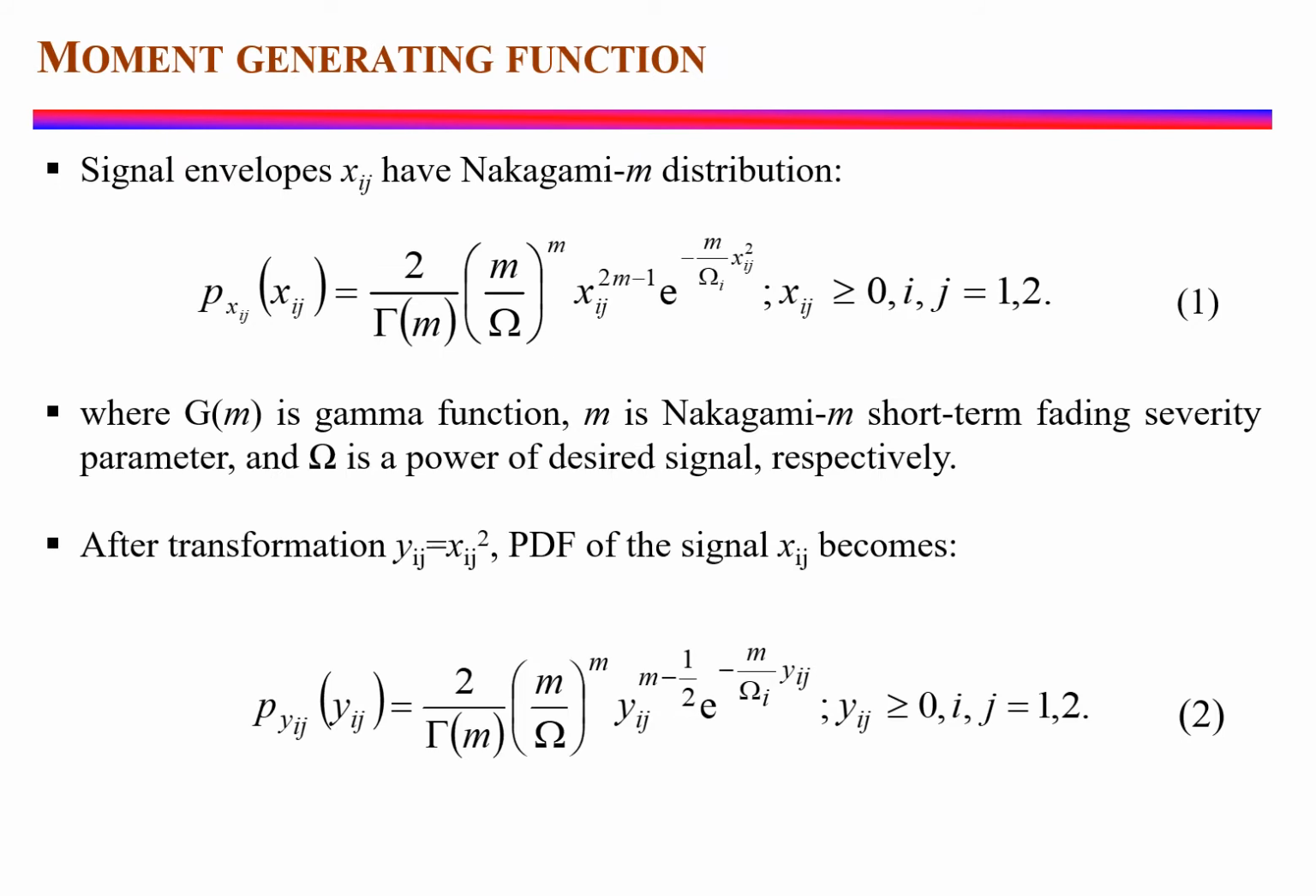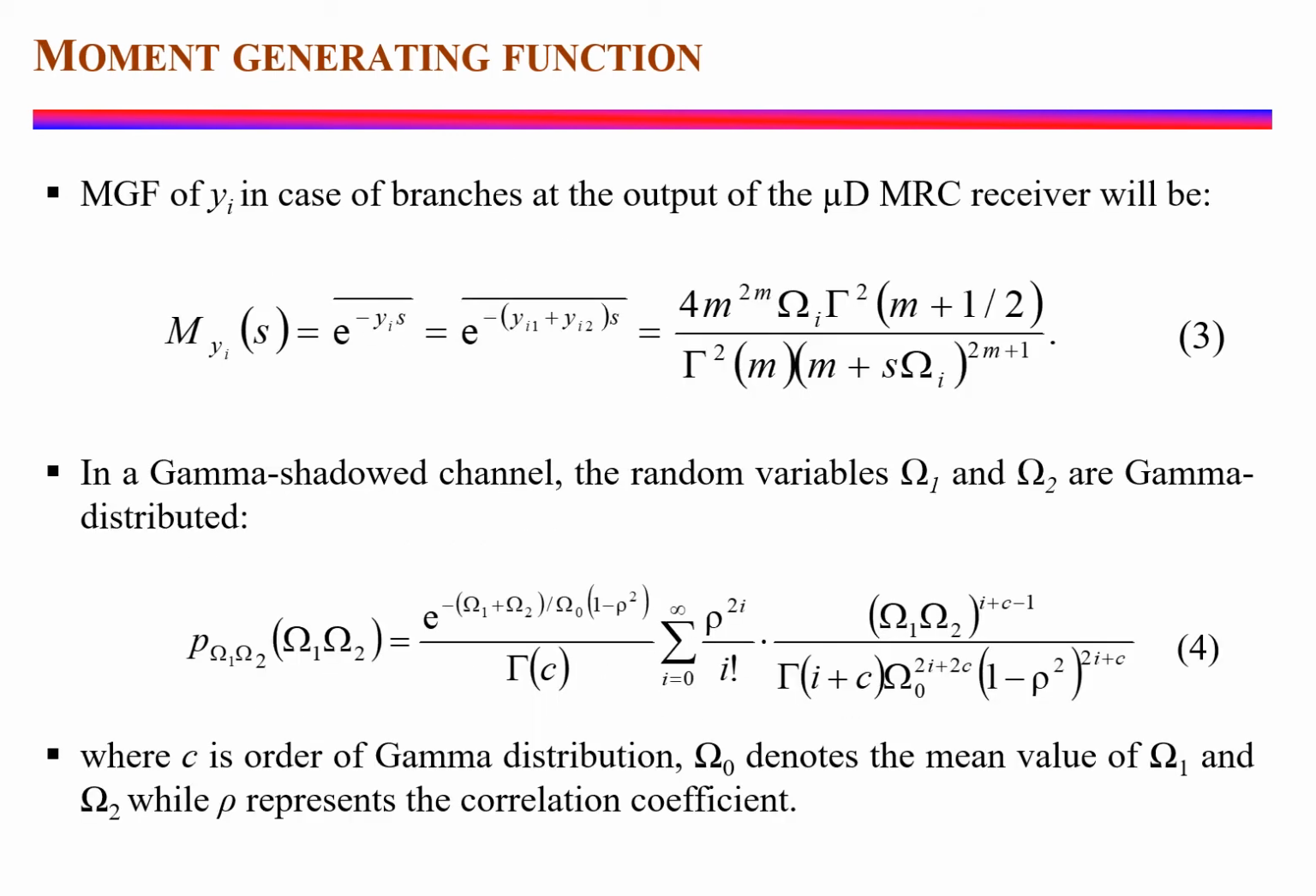The signal envelopes have Nakagami-m distribution, as you can see in equation 1. Here, gamma m is gamma function, while m is Nakagami-m short-term fading severity parameter, and omega is the power of the desired signal, respectively. After transformation, the probability density function of the signal x becomes as given in equation 2. Moment generating function in case of L branches at the output of the microdiversity maximum ratio combining receiver will be as given in equation 3. In a gamma shadow channel, the random variables omega 1 and omega 2 are gamma distributed.